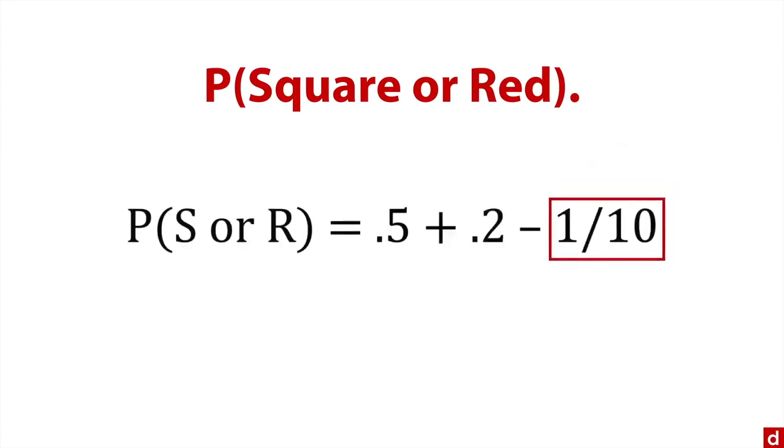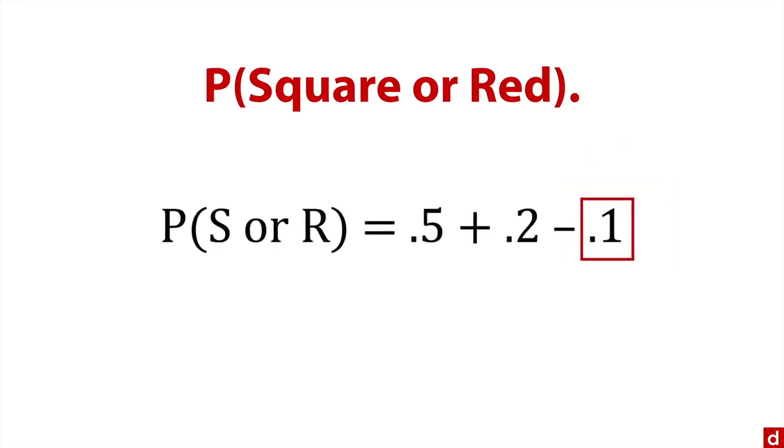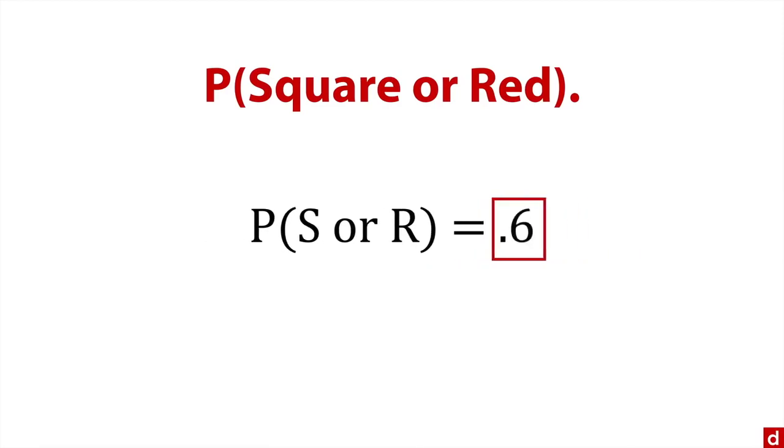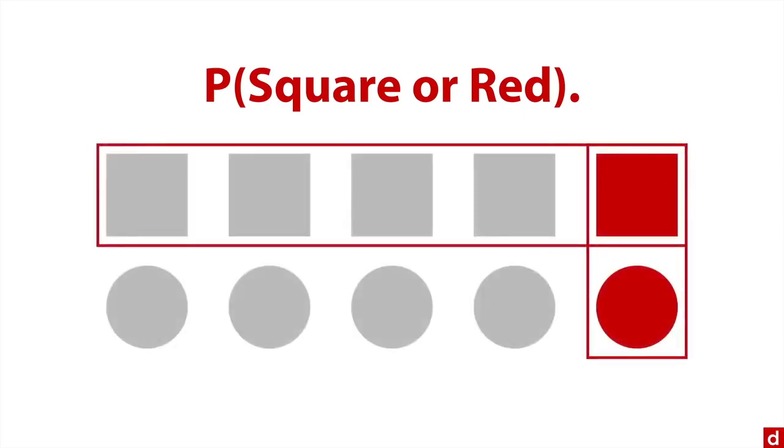So we come back here, we do 1 out of 10. That reduces to 0.1. And then we just do the addition and subtraction here. 0.5 plus 0.2 minus 0.1 gets us 0.6. And so what that means is there's a 60% chance of an object being square or red. And you can look at it right here. We got 6 shapes outlined now. And so that's the visual interpretation that lines up with the mathematical one we just did.